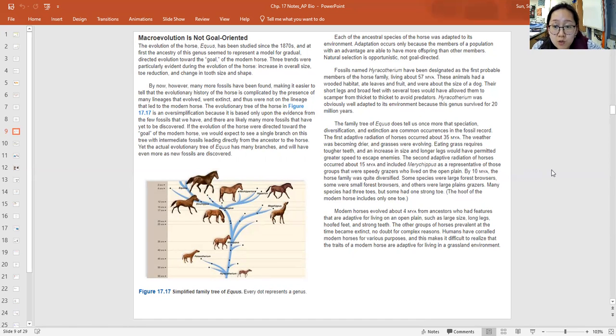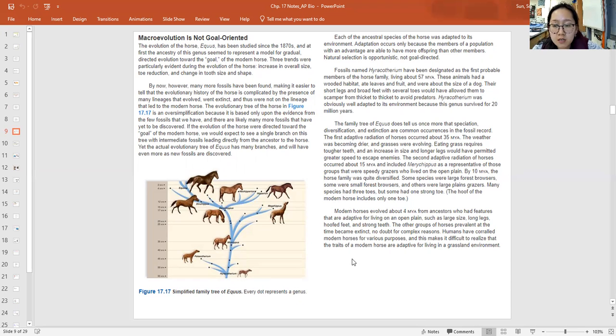The family tree of Equus does tell us more about that speciation, diversification, and extinction are common occurrences in the fossil record. The first adaptive radiation of horses occurred around 35 million years ago. The weather was becoming drier and grasses were evolving, so eating grass requires tougher teeth, and an increase in size and longer legs would have permitted greater speed to escape enemies. So the second adaptive radiation of horses occurred around the 15 million years ago mark and included Merychippus as a representative of those groups that were speedy grazers who lived on the open plain.